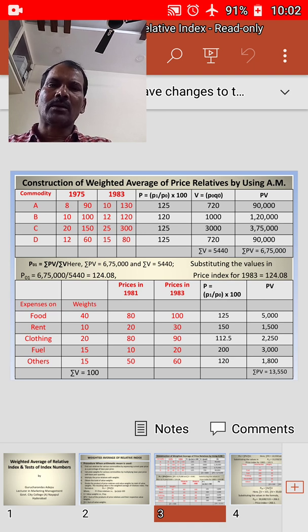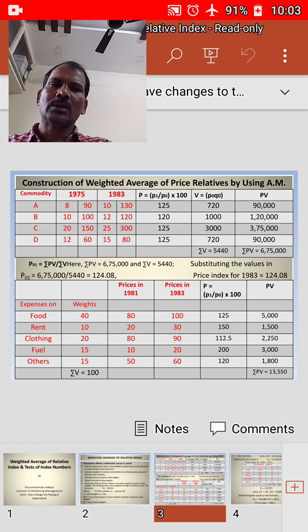Then 25 by 20 is 1.25, which into 100 is equal to 125. In the same manner, we need to calculate the price relative for the last commodity, that is D, and that is 15 by 12, which is 1.25, into 100 is equal to 125. These are the price relatives corresponding to different commodities.